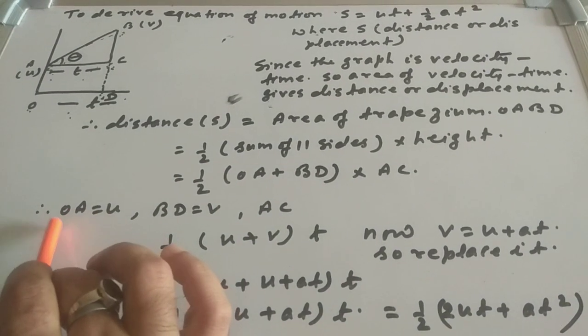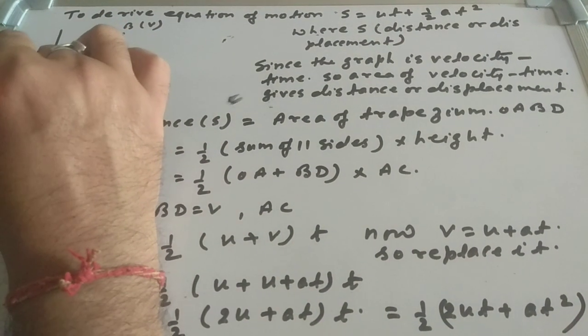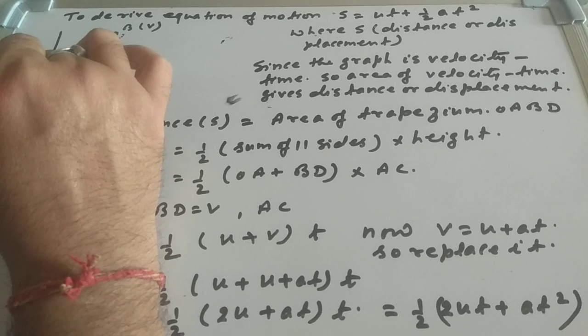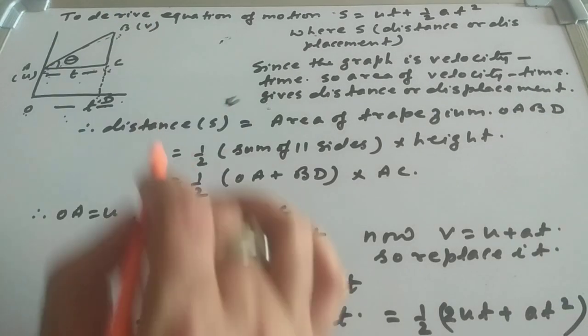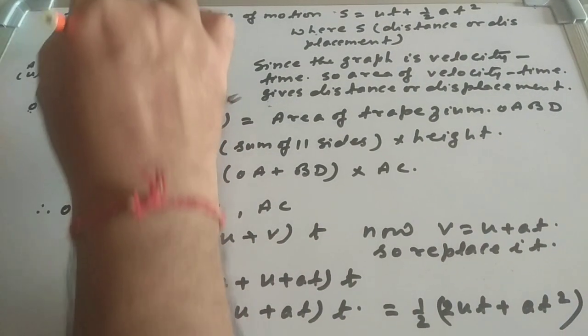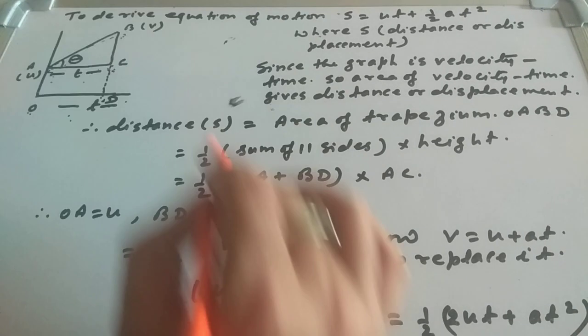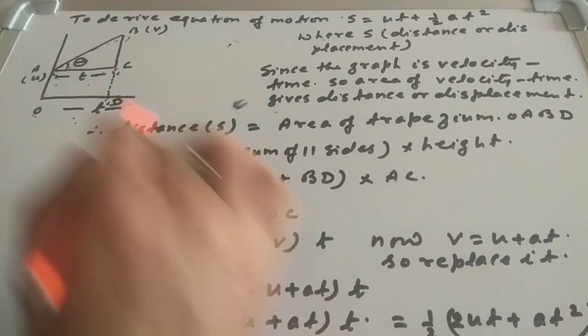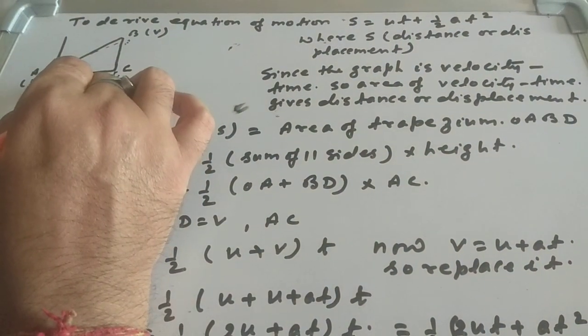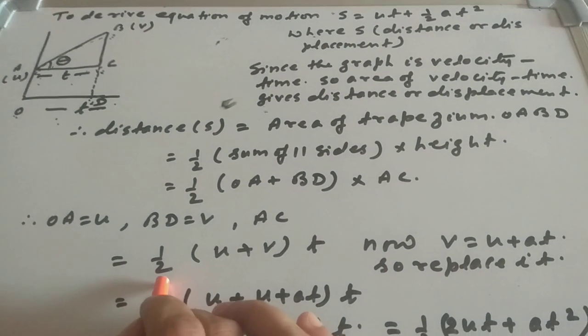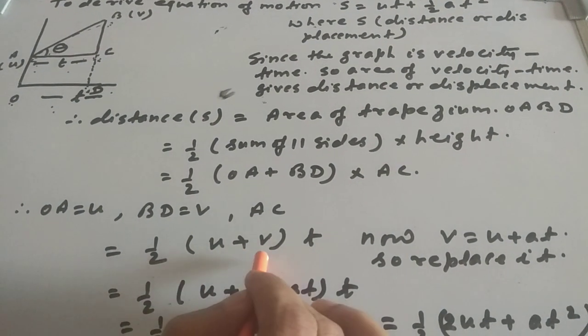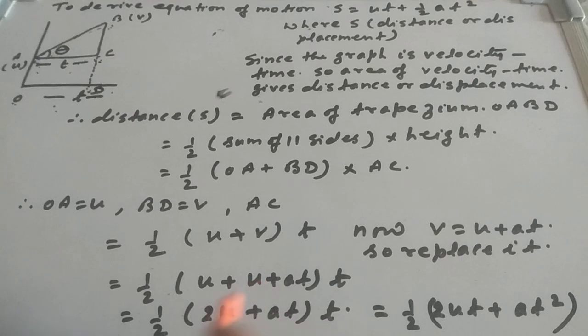Now what is the value of OA? The body starts from a certain initial velocity, so the value of OA is u. What is the value of BD? From B to D, it is v. And what is the value of AC? You clearly see it is t. So 1 by 2 (u plus v) into t.